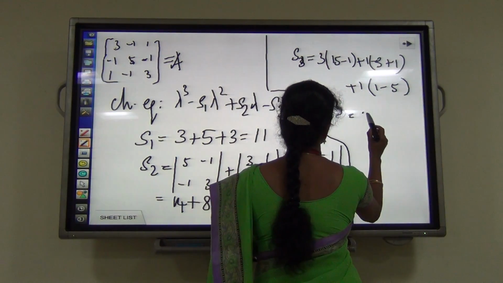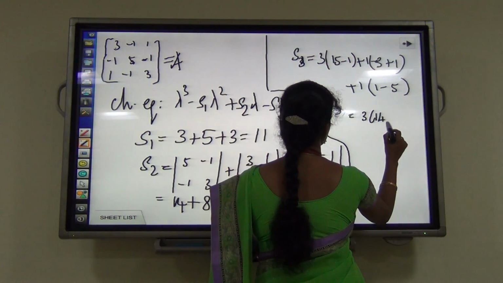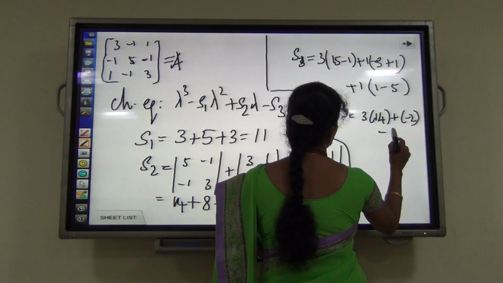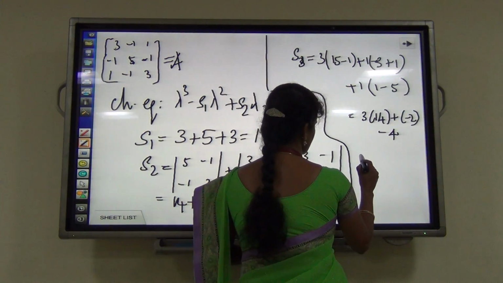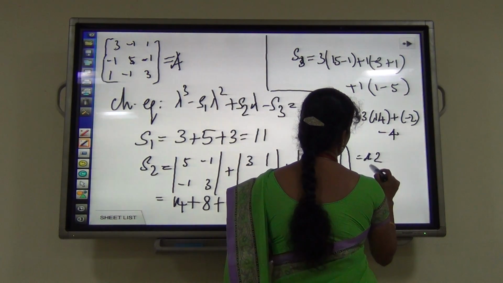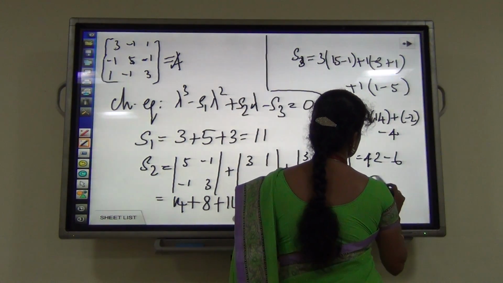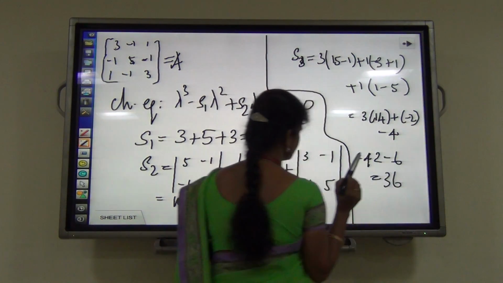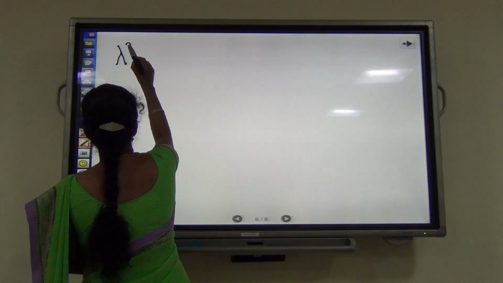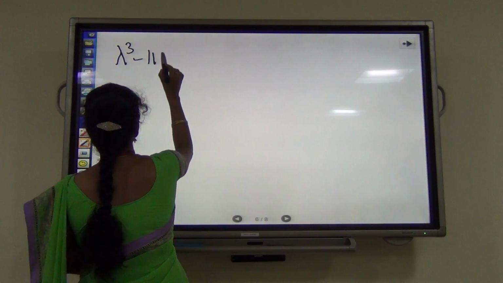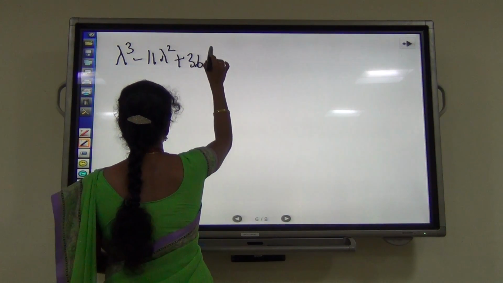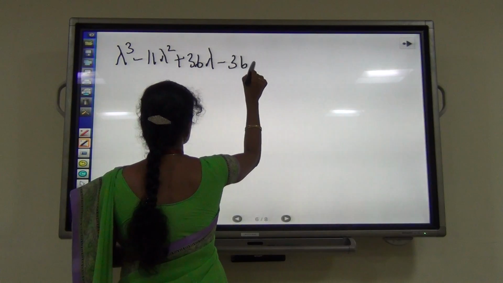So it is 3 into 14 plus minus 2 minus 4, 12, 42 minus 6. So we get 36. So let us write the characteristic equation. Lambda cube minus 11 lambda square plus 36 lambda minus 36 is equal to 0.